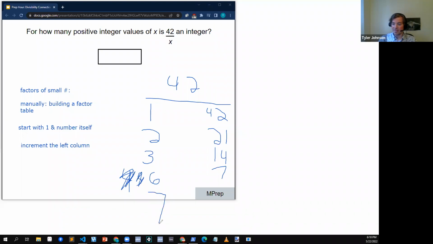And then I increment again. At this point, as soon as you have overlap between the two columns, I've got a 7 on the left and a 7 on the right. As soon as there is overlap, you're done. You don't have to go any further. You've found every possible factor pair. So there are 1, 2, 3, 4, 5, 6, 7, 8 possible positive integer values of x that make 42 divided by x another integer.